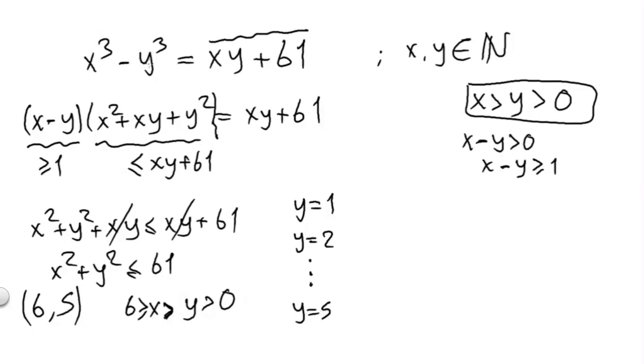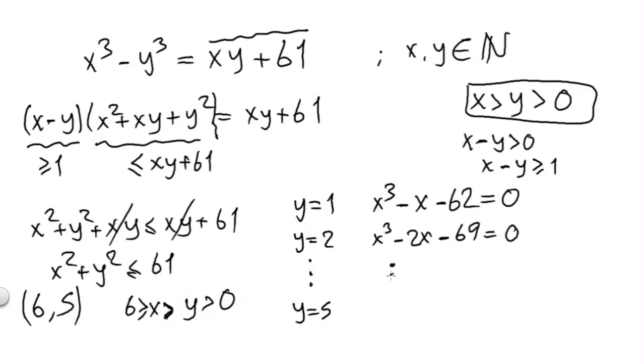If you put y is equal to 1 in the original equation, you will get that x cubed minus 1 equals x plus 61. So it will just give you x cubed minus x minus 62 is equal to 0. If you put 2, it will be x cubed minus 2x, and this will be 8, so it will be minus 69 equals to 0. I actually won't do all of these. The last one, the last term is going to be minus 5x, it will be 125 plus 61, so minus 186 equal to 0.